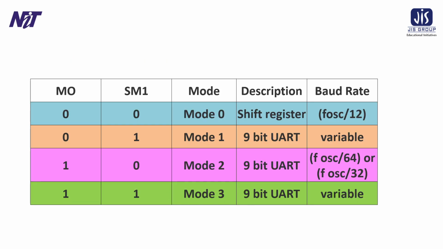In mode 0, when it is 00, the description is a shift register, and the baud rate is F oscillator by 12. When 01, mode 1, it is a 9-bit UART. 10 is mode 2, a 9-bit UART, with F oscillator by 64 or F oscillator by 32. 11 is mode 3, a 9-bit UART, where the baud rate is variable.